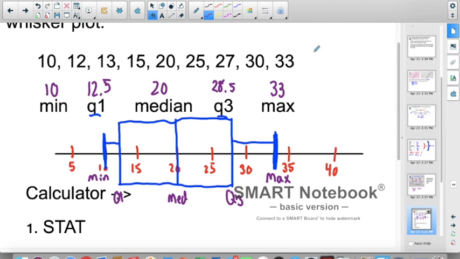And again, remember, between each piece, between min and Q1, that's 25% of the data. So here's 25% of the data. From Q1 to the median, that's 25% of the data. Between the median and Q3, that's 25% of the data. And then between Q3 and max, that's 25% of the data. Broken up into quarters. Get everything you need for this. Go on to the next page.